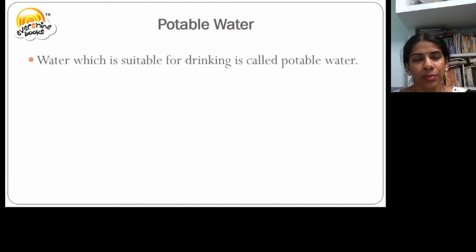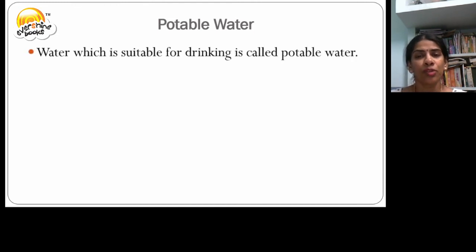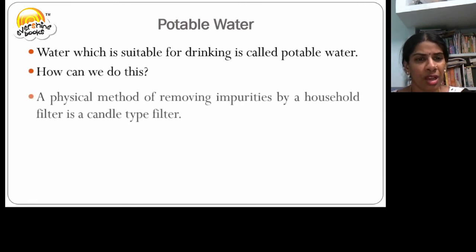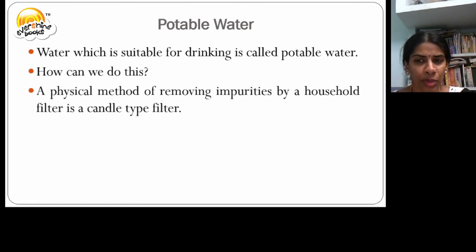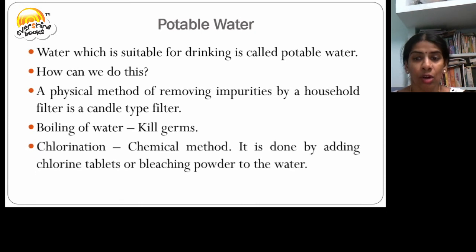Potable water. Water which is suitable for drinking is called potable water. How can we do this? A physical method of removing impurities by a household filter is a candle type filter. Boiling of water kills the germs. Chlorination is a chemical method. We can do this by adding chlorine tablets or bleaching powder to the water.